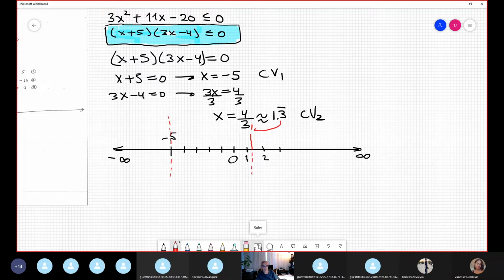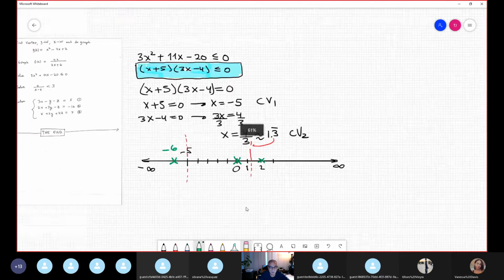And now I use a crucial moment: select testing points. Because we have 3 intervals, this interval, this interval, this interval, and you pick a completely arbitrary value inside each interval. For example, I pick -6. I'm using green color. I pick 0, which I like so much because it's easy to evaluate. And you pick 2, 3, 4, 5. 2 is okay. Now I'm doing the table to summarize the information.